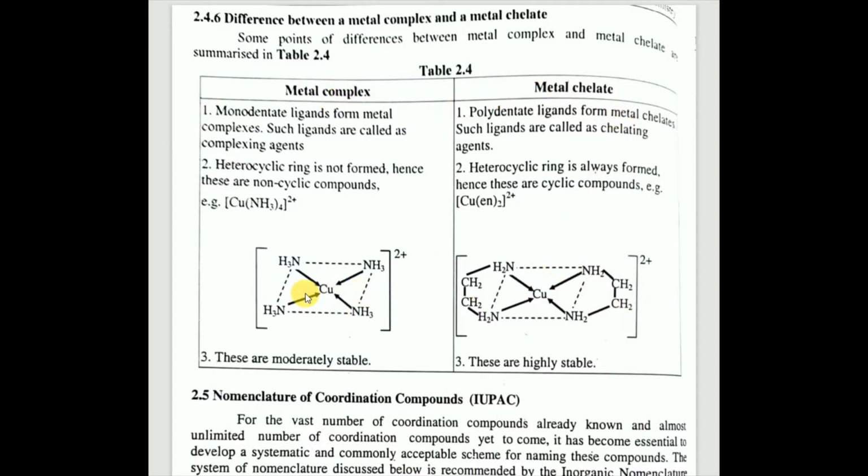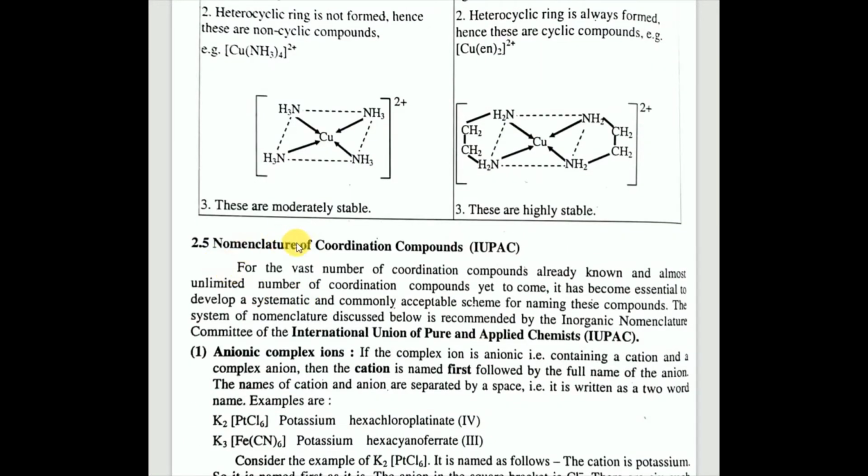So friends, then we will proceed to the next point, that is nomenclature of coordination compounds. We call it IUPAC nomenclature. There are different types of coordination compounds, and when naming a coordination compound, there are certain rules, and according to the rules we can write the IUPAC name of any coordination compound.